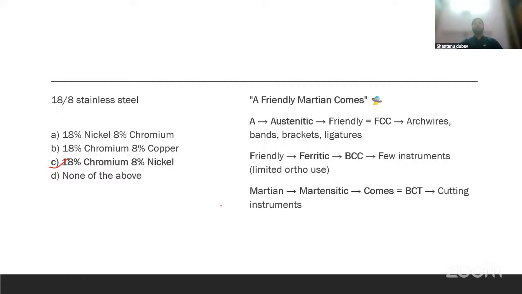So what they introduced was chromium. Chromium had this effect of passivation. So chromium in contact with oxygen would form chromium oxide, which would stick on the surface and prevent this iron from getting rusted. Okay, so that is stainless steel.